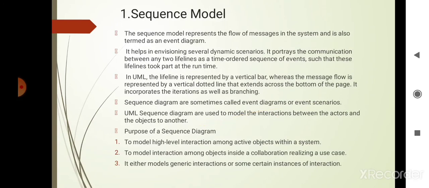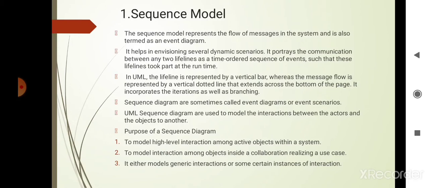Then the first model is the sequence model. The sequence model shows the interaction consisting of the set of objects and their relationship, including messages that may flow among them. The sequence model represents the system flow of the message in the system, and it is termed as the event diagram also. It helps in envisioning the several dynamic scenarios.